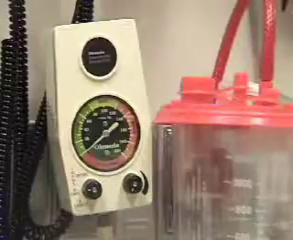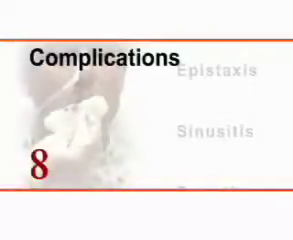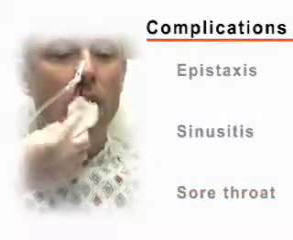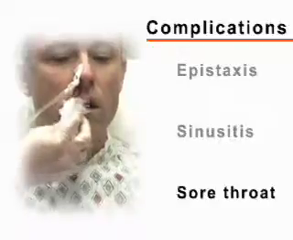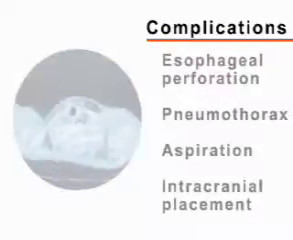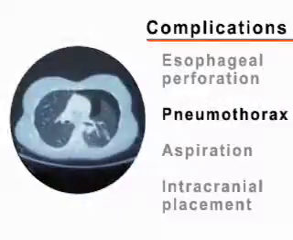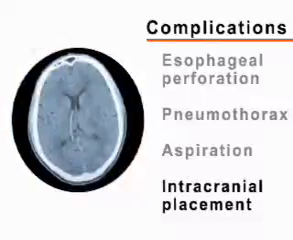Turn on the suction and adjust the vacuum force as desired. Minor complications of NG tube insertion include epistaxis, sinusitis, and sore throat. More serious sequelae include esophageal perforation, pneumothorax, aspiration, and, rarely, intracranial placement.